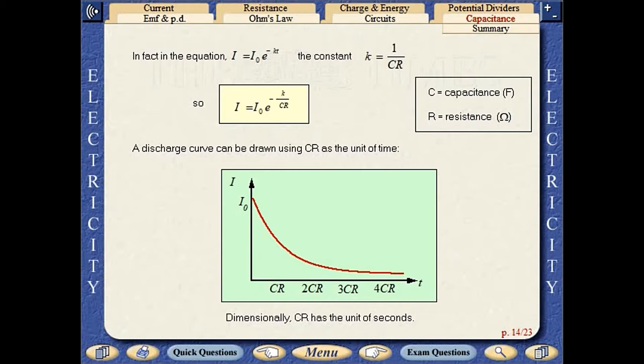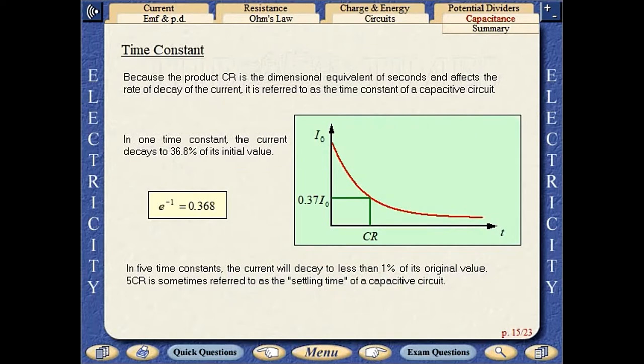A discharge curve can be drawn using CR as the unit of time. Dimensionally, CR has the unit of seconds. Because the product CR is the dimensional equivalent of seconds and affects the rate of decay of the current, it is referred to as the time constant of a capacitative circuit. In one time constant, the current decays to 36.8% of its initial value. In five time constants, the current will decay to less than 1% of its original value. 5CR is sometimes referred to as the settling time of a capacitative circuit.